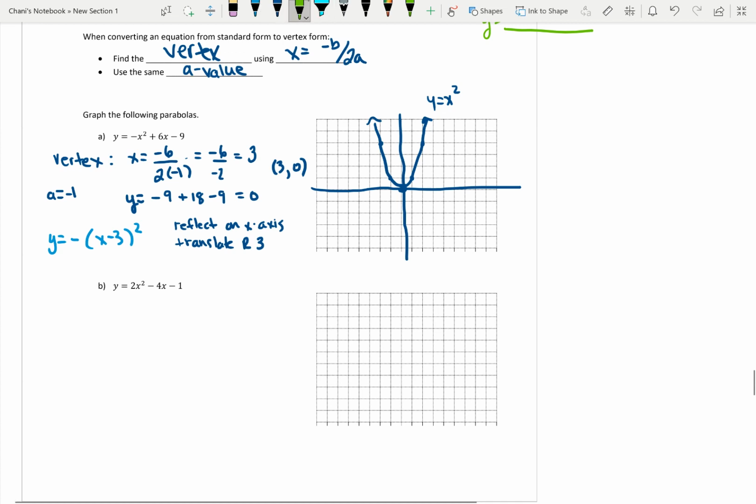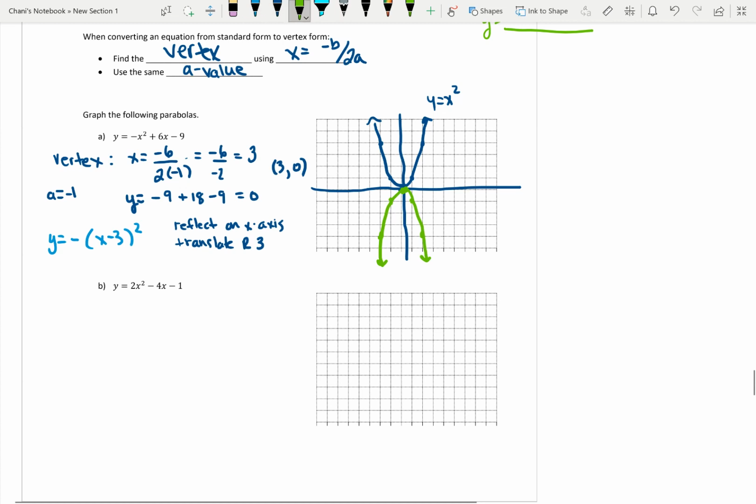So first step is to do the a value and reflect. So I have my (0, 0) still, but both of these y values go down to negative. So now I have (1, -1), (-1, -1), (2, -4), and (-2, -4). So I have reflected my y values.